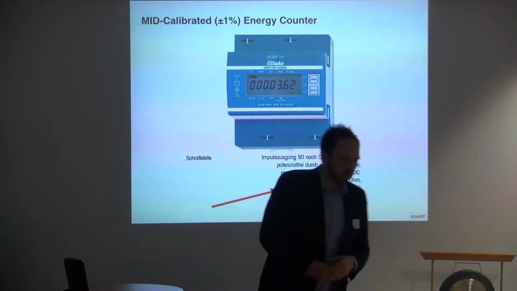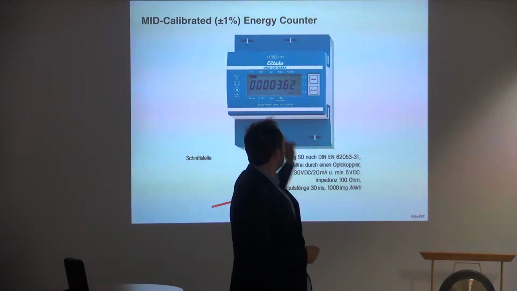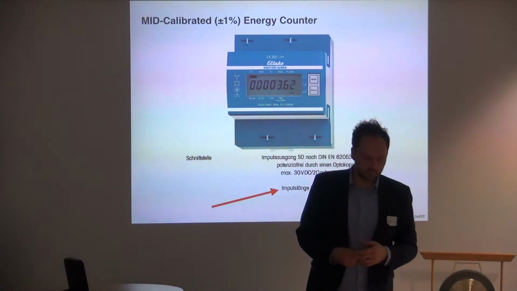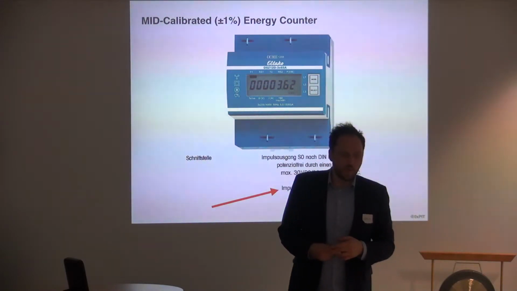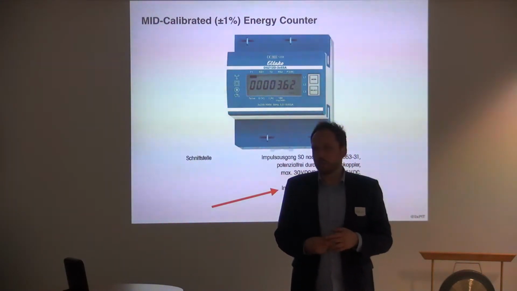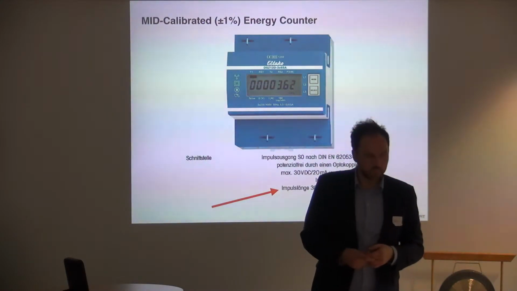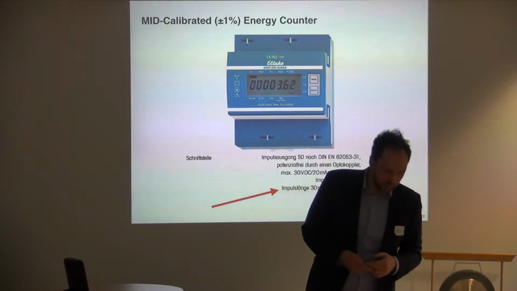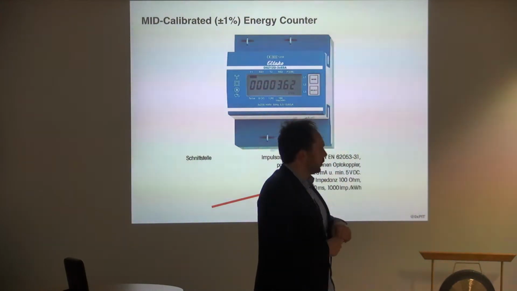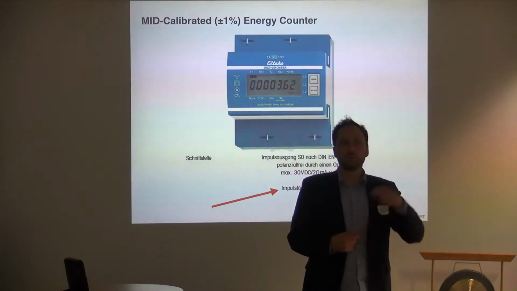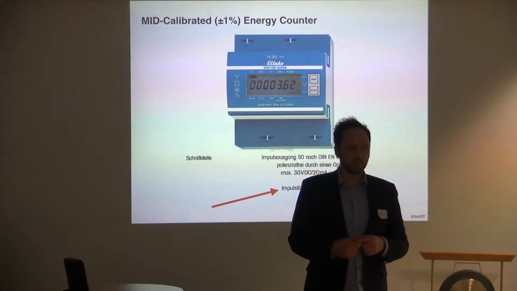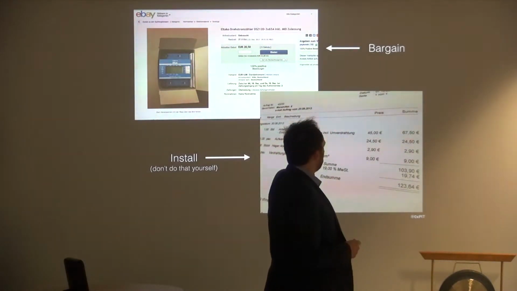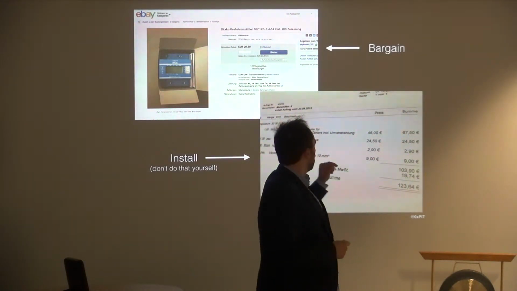So we are lazy engineers, use this guy here, which is a model that's no longer produced, so it's rather cheap on eBay, which is a MID calibrated energy counter. You can actually use it to bill your neighbors with your power consumption because it's calibrated. And what it does, what the red mark says, it puts out some number of impulses per kilowatt hour in some nice digital way. So what you do is you bargain on eBay for, in my case, like 57 euros.